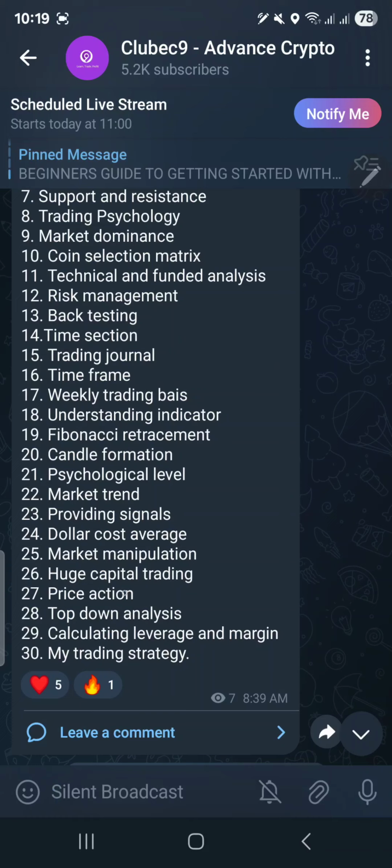Then we have price action. This is also very important. It entails a lot of things which we're going to be talking about. We also have top-down analysis. This is a process where you analyze your chart from the higher time frame down to the lower time frame.